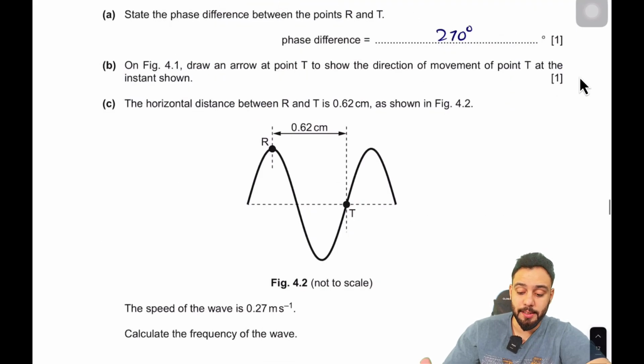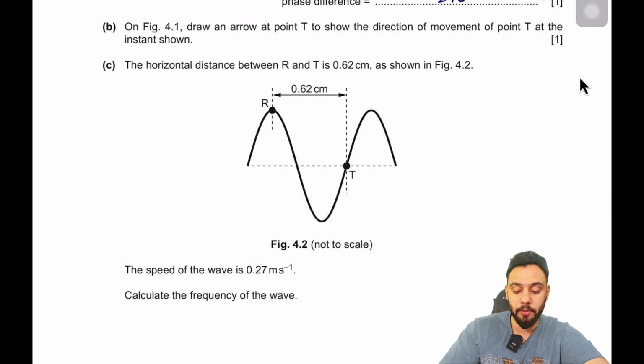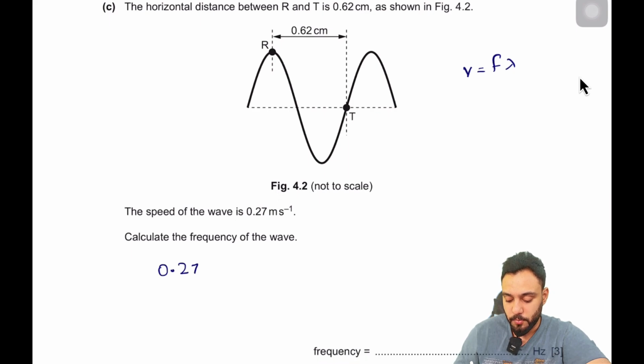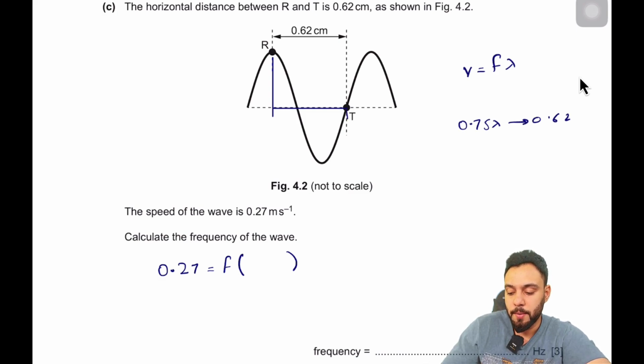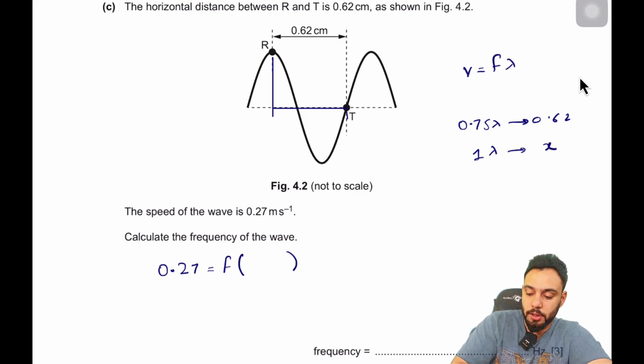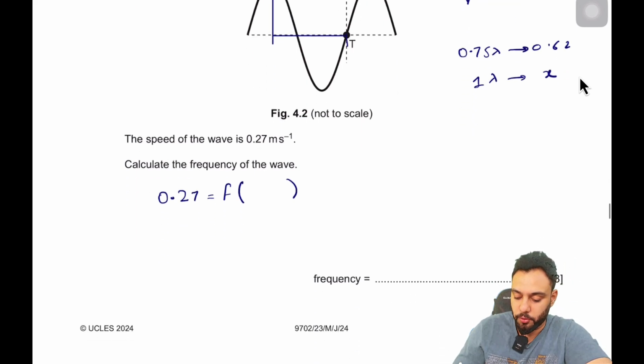Okay. The horizontal distance between R and T is 0.62 centimeters, as shown in figure 4.2. The speed of the wave is 0.27 meters per second. Calculate the frequency of the wave. So v is equal to f lambda. Speed is given as 0.27. Frequency is unknown. For the wavelength, they have given you 0.75 lambda as 0.62. So the whole complete wavelength is going to be x. We would just cross multiply that. You would get the wavelength as 0.826, so 0.83.